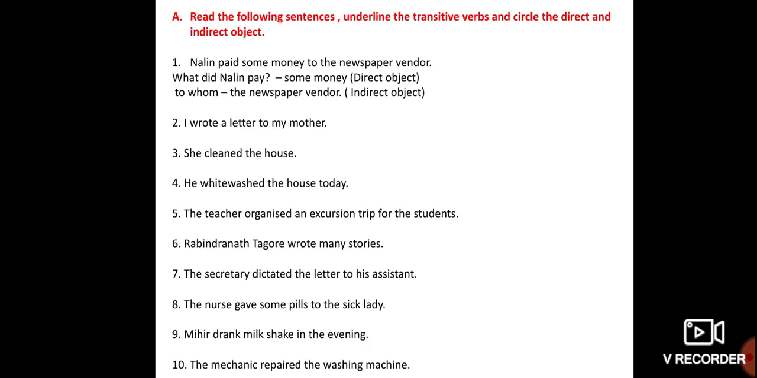First exercise is: read the following sentences, underline the transitive verbs and circle the direct and indirect objects. Now see, in this exercise what you need to do: you have to underline the transitive verbs and circle the direct and indirect objects. So, first sentence is: Nalin paid some money to the newspaper vendor.